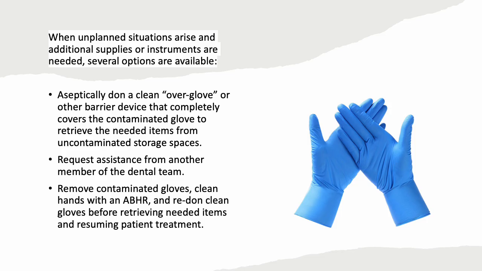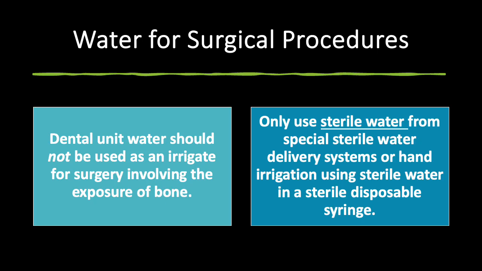After that, you can retrieve the needed item and resume your work. During a surgical procedure, you should never use the dental unit water as an irrigation for the surgery. Only use sterile water. This sterile water, you could get it either from a special sterile water delivery system or hand irrigation using sterile water in a syringe.